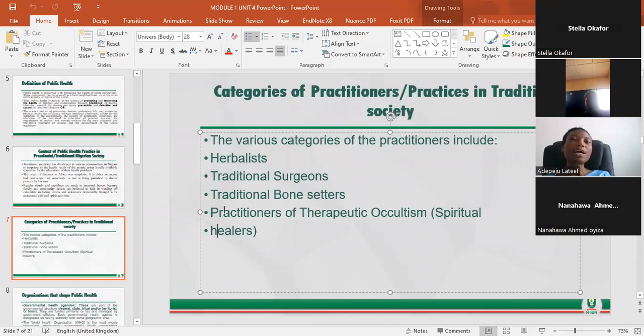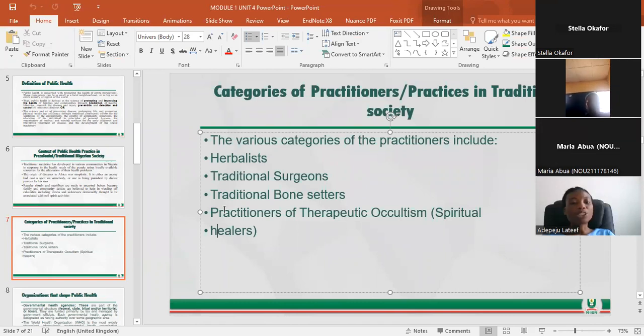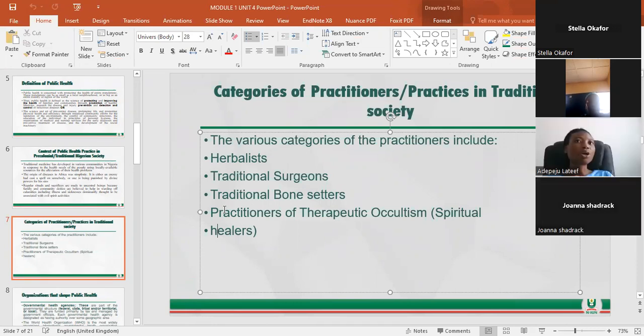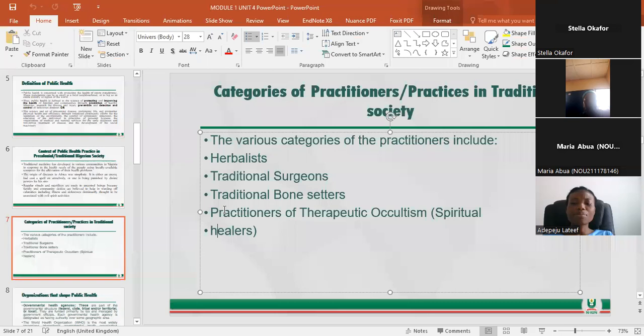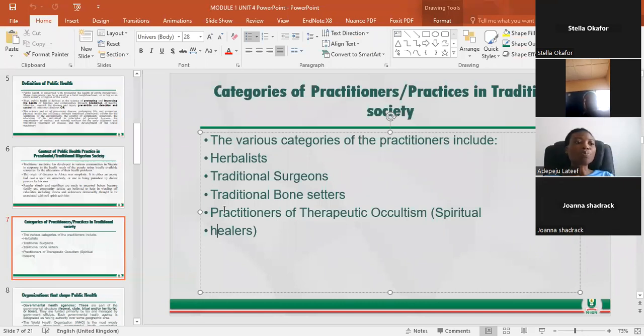but largely they are actually fortune tellers. When you say practitioner of therapeutic occultism, they are largely fortune tellers who are seers. You know, people you can go to, and they can say, okay, maybe it is the mother in your house or your stepmother that is actually causing this problem for you. So, I know that some alfas and some priests also fall into that category, but not all of them.